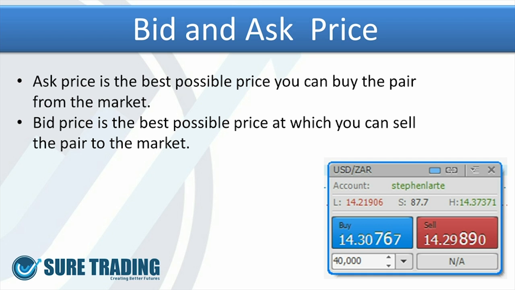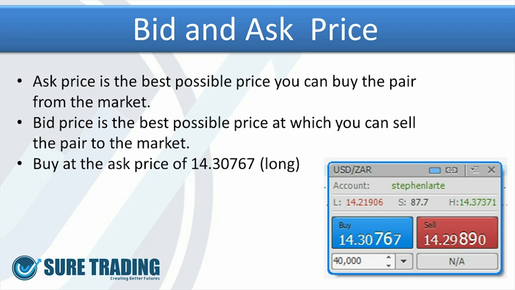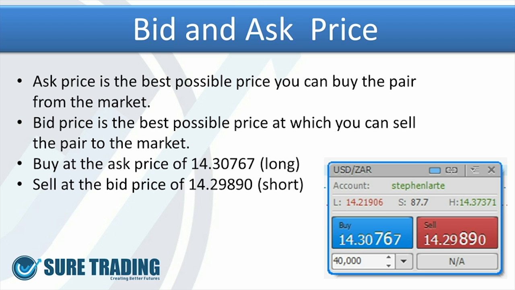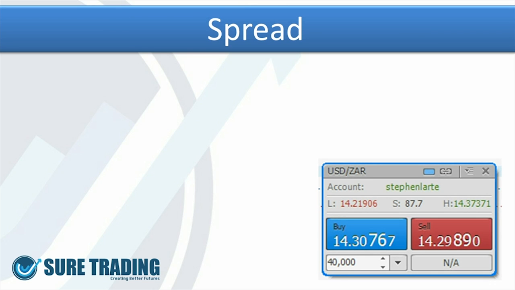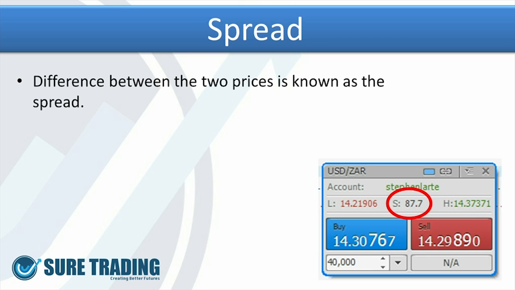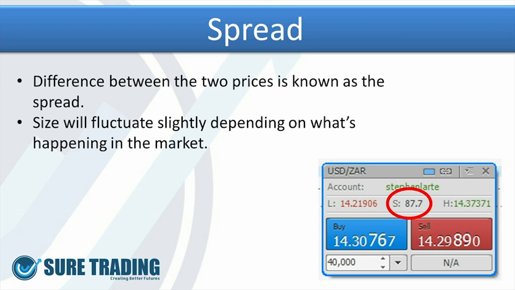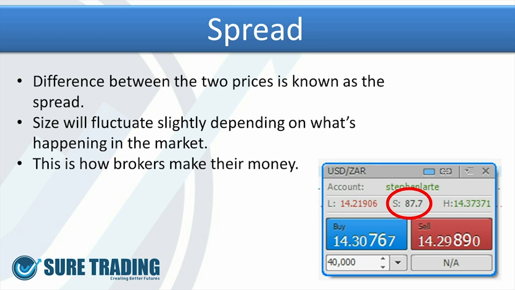In this example, for a long position, you would buy at the ask price of 14.30767 and you would sell at the bid price of 14.29890 for a short position. Now, as stated earlier, there's a slight difference between these two prices, and this difference is known as the spread. The difference between the bid and ask price is known as the spread. The spread will always be there, but the size of it will fluctuate slightly. This little difference in price is how the broker makes their money on Forex transactions.